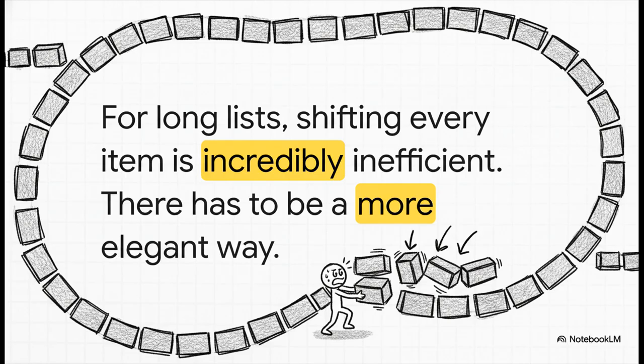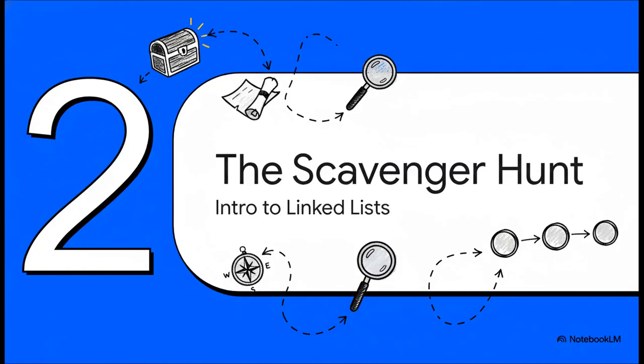Well, that's because some really smart programmers figured out there has to be a more elegant way to do this. And that solution? It's called the linked list. And honestly, the best way to think about it is less like a fixed row of boxes and more like a scavenger hunt, where each clue tells you exactly where to find the next one.